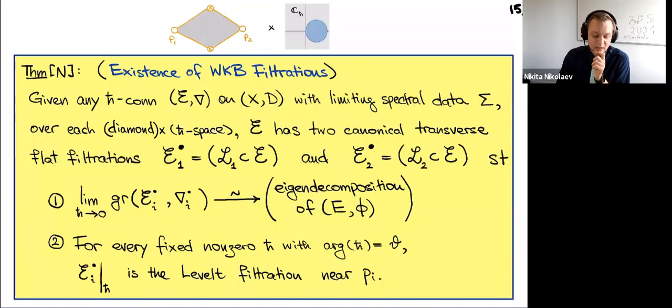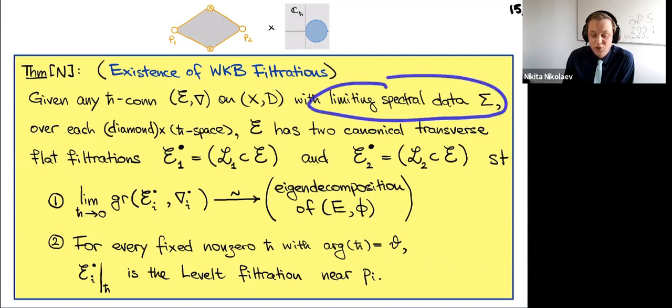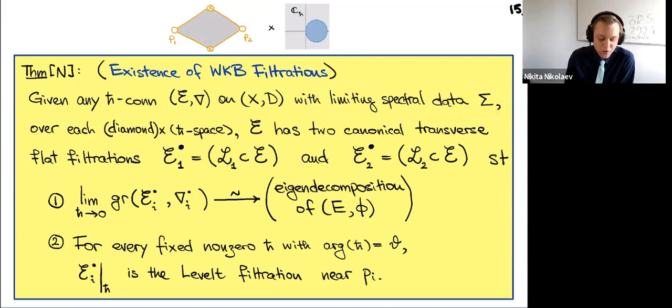And then there's the absolute key result, which is the existence of what replaces Levelt filtrations. The statement is like this. If I have any H-bar connection, E nabla, on this Riemann surface X with a divisor D, with this limiting spectral data sigma, then over each one of these diamonds cross H-bar space, my vector bundle E has precisely 2 necessarily transverse flat filtrations. I call them E1 and E2. What makes them special is that they have 2 crucial properties.